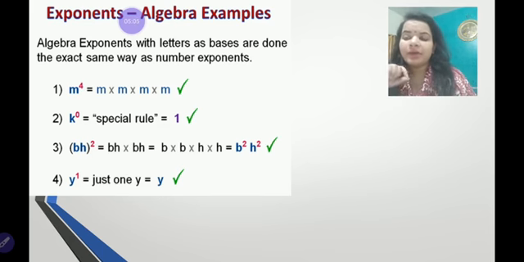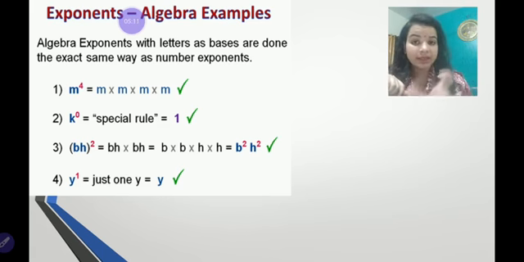Suppose you have (bh) whole power 2. Whenever the bracket is written, you will consider it as one single term. (bh) to the power of 2 means bh into bh. That means you have to multiply this b and h 2 times. So it will be b into h into b into h.